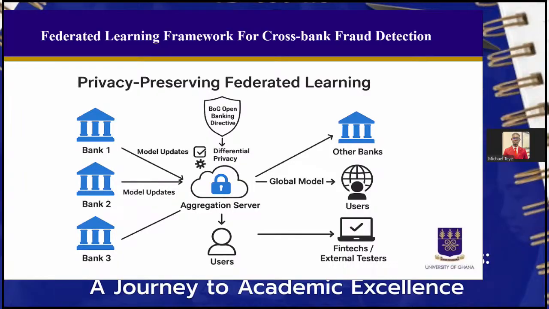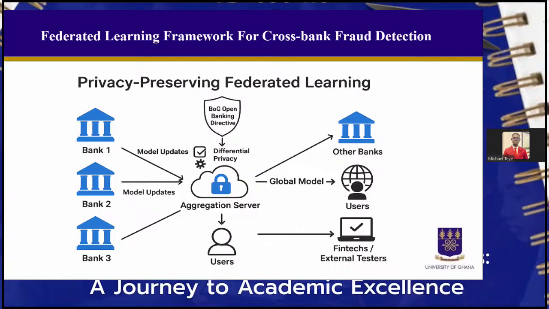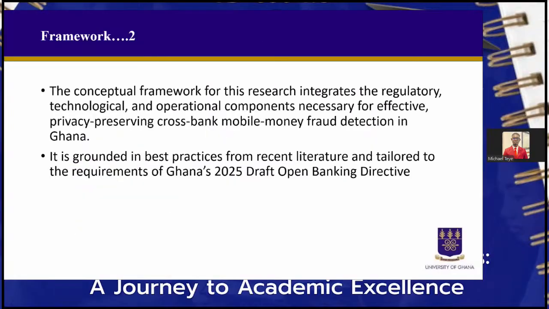So with the help of this model, we are not going to only send raw data of users, but we are going to send aggregated data of users. So, alignment with privacy and preserving the privacy of the customers. Now, to explain this, the conceptual framework for this research integrates the regulatory, logical, and operational components necessary for effective privacy preserving cross-bank mobile money fraud detection in Ghana.